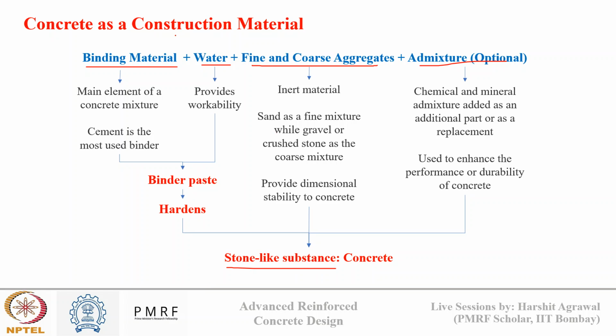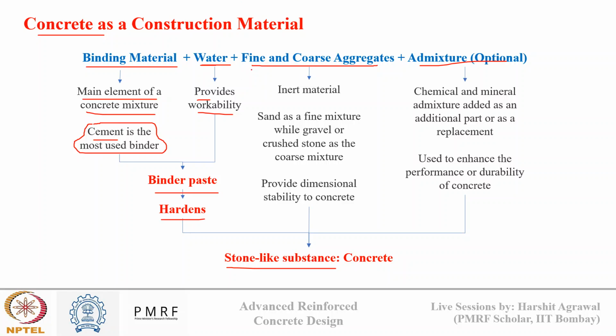Okay. Now, if we see the different components of concrete, what is the role of each of these components in making concrete? Binding material is the main element of a concrete mixture. And as binding material, we use cement as the most commonly used one. So this cement combines with water, which provides workability to my concrete, to make a paste which hardens and gives concrete its strength.